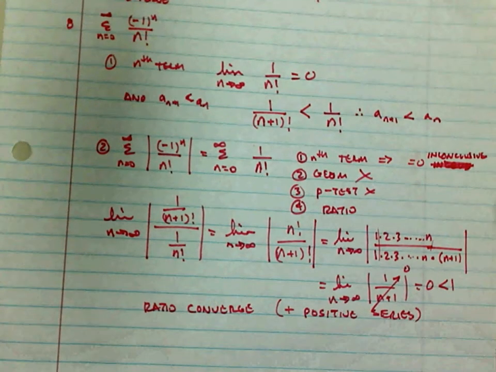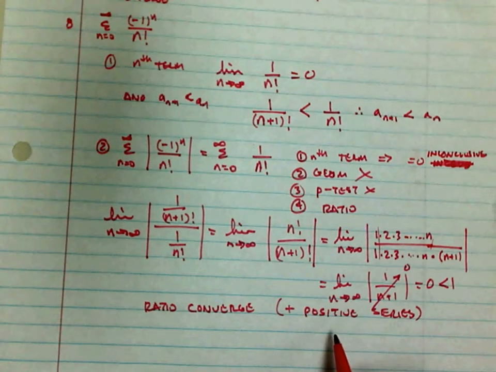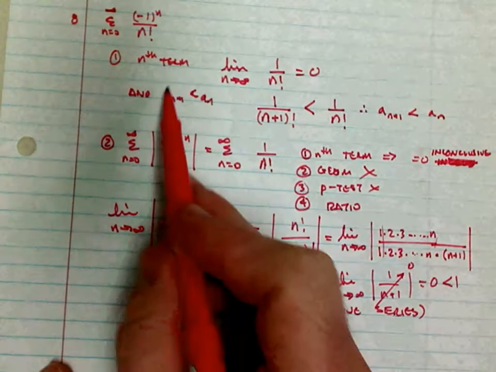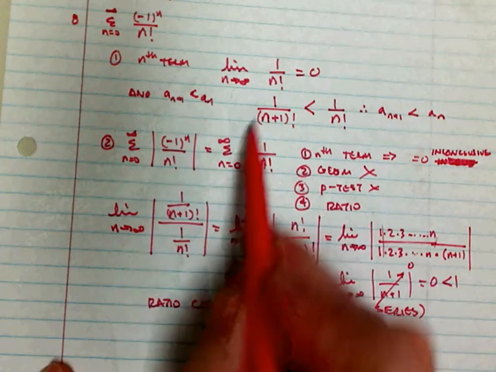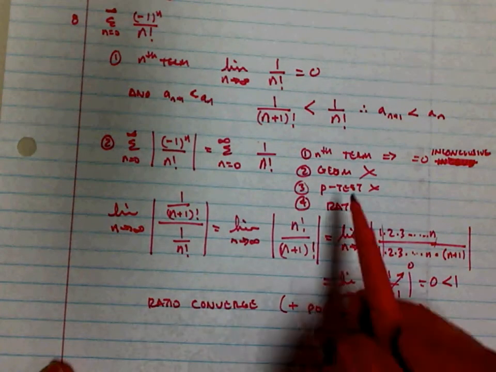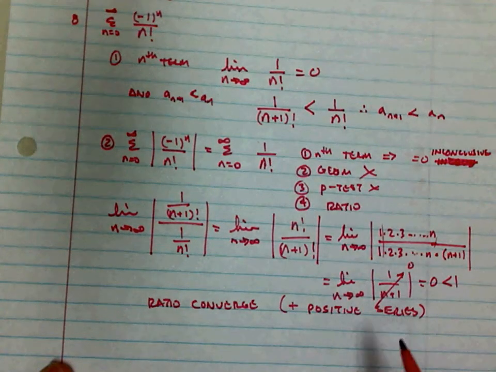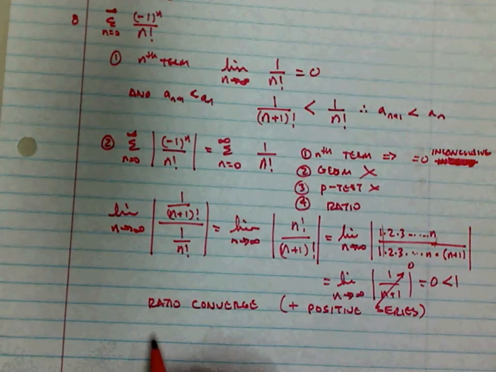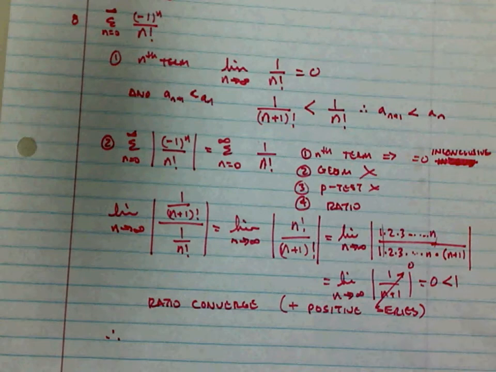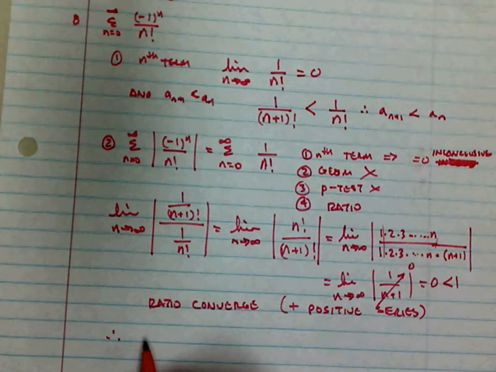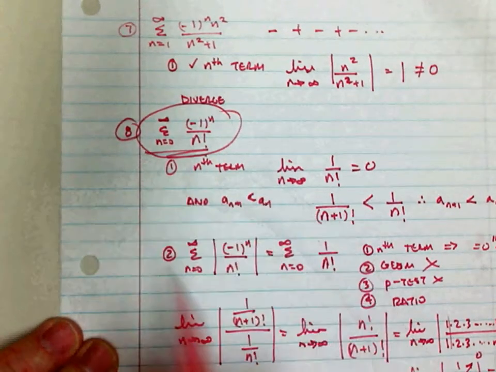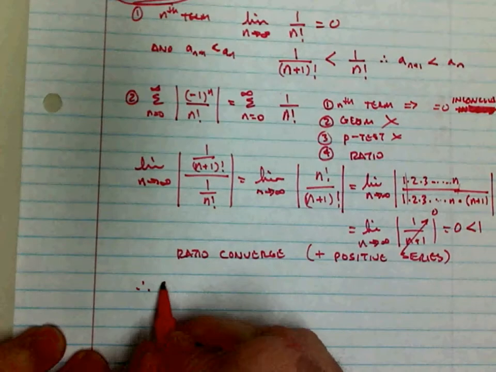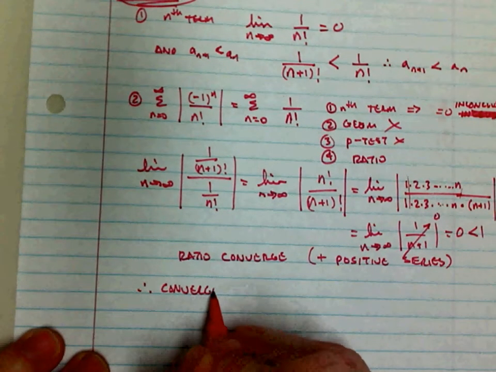Since our positive series converges, and based upon the alternating series test, that was these two things we did up above, the alternating series converges, the positive series converges. So check back in your notes and look at that. When this occurs, that means that this series here, this alternating series, will converge absolutely.